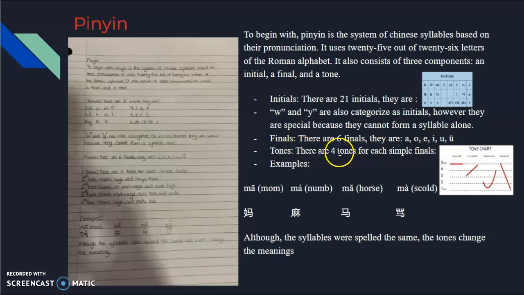Tone. There are 4 tones for each simple final. Examples: mā, má, mǎ, mà. Although the syllables were spelled the same, the tones changed the meaning.